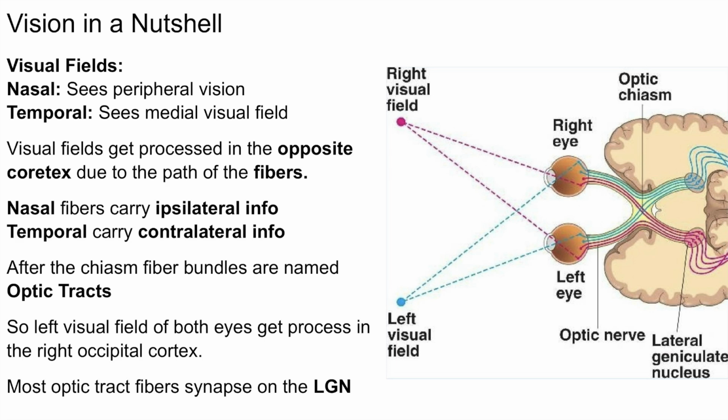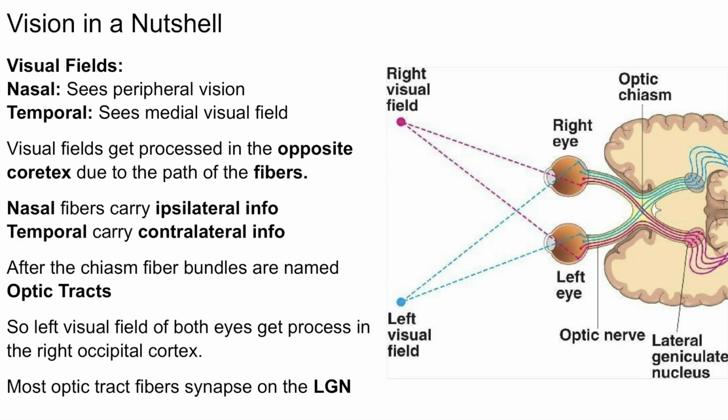So each visual field is seen by both eyes, but different halves of each retina. So the left visual field hits the right half of both retinas. That means the nasal retina of the left eye and the temporal retina of the right eye. Then, at the optic chiasm, nasal fibers cross and temporal fibers stay ipsilateral. So don't forget that nasal crosses, temporal stays, okay? That's why everything ends up contralaterally. So the left visual field goes to the right brain, and the right visual field goes to the left brain.